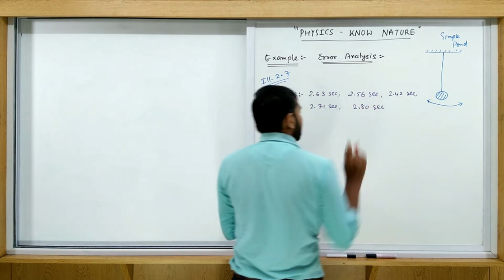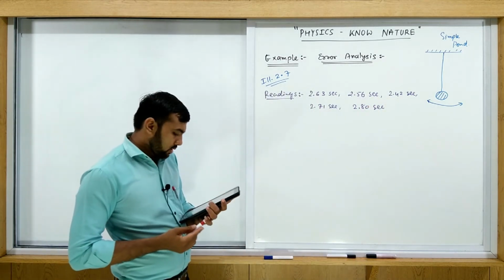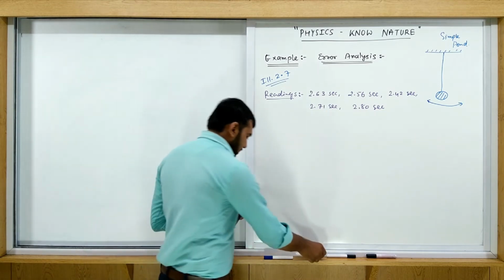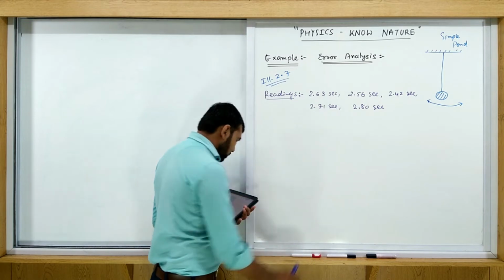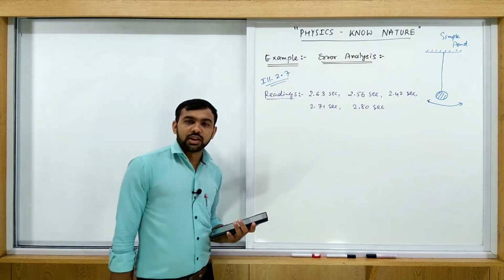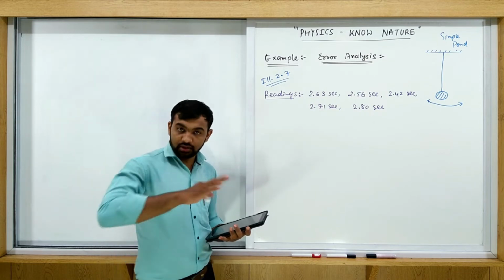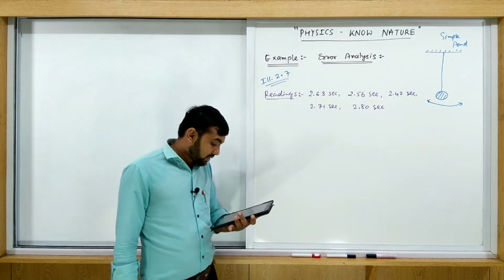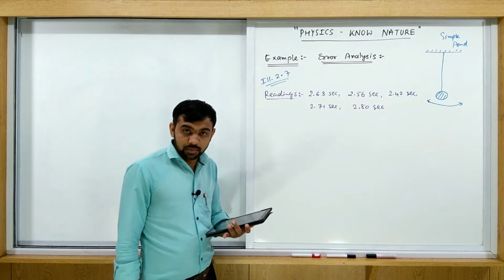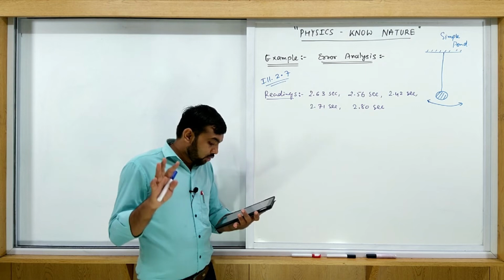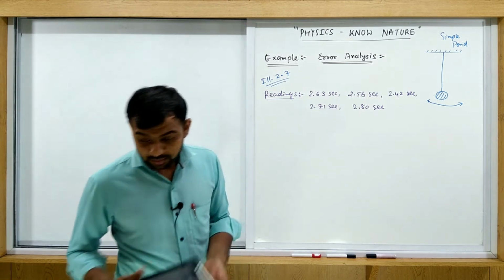2.80 second. These are the readings of this experiment. Calculate the absolute error. First of all, what is absolute error? We discussed absolute error in a previous session. Go through that, then try to solve it. And second, calculate the relative error. Calculate the absolute error, calculate the relative error, and calculate the percentage error.